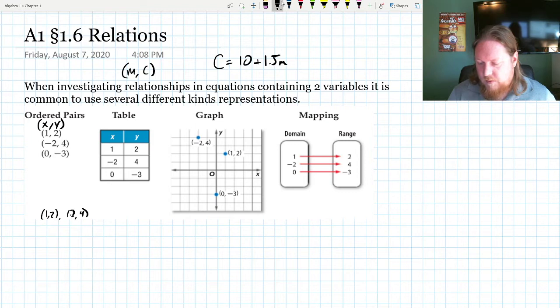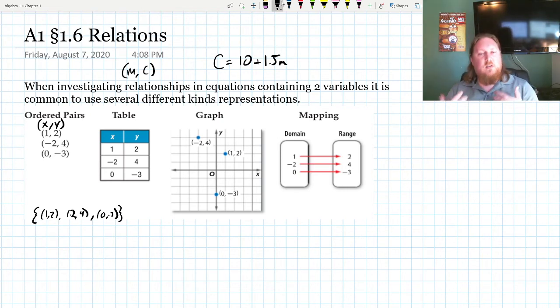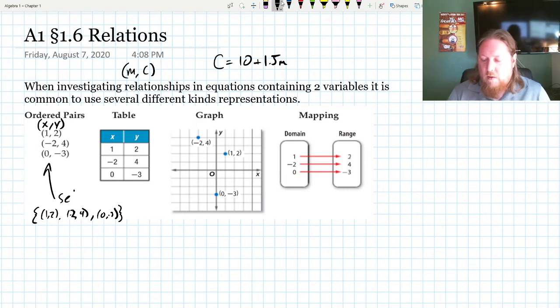Ooh, that looks like a 3 there. I want that to be a 2. Comma 0, -3. And you'd have that in a big set notation, kind of like a replacement set, but instead of just one variable being represented in the replacement set, both variables are represented. So that's pretty much how we see ordered pairs written out on the page.